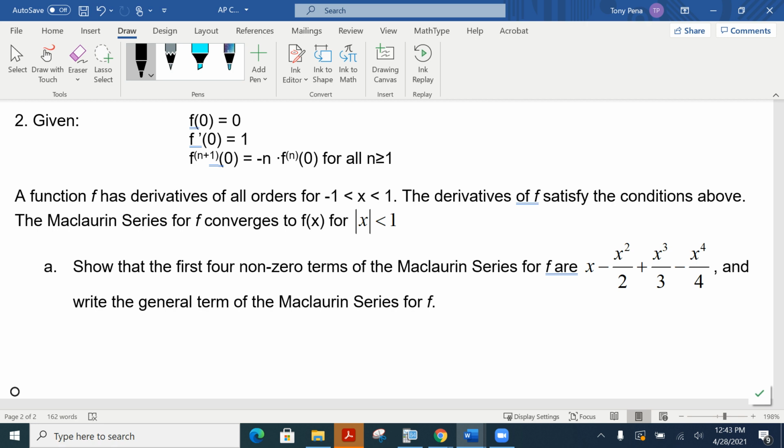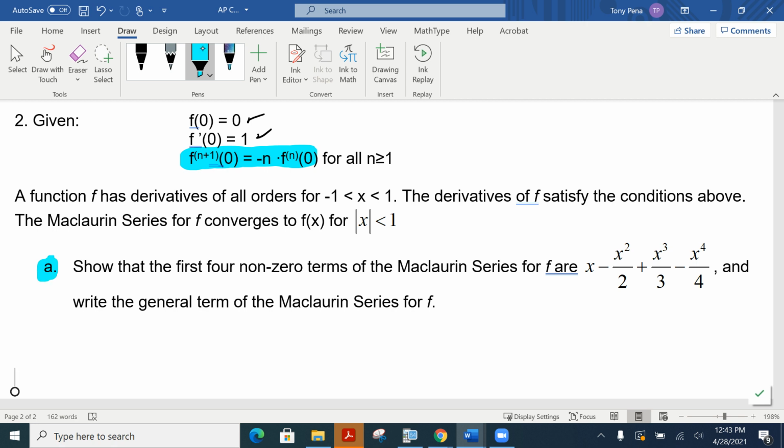So they start out by giving you a functional value at 0, the derivative value at 0, and then this is where people freaked out, trying to figure out what in the heck this means. All right, so we'll get to that. And then that's for all n values greater than or equal to 1. So it says a function has derivatives of all orders between -1 and 1. The derivatives of f satisfy the conditions above. The Maclaurin series converges in this interval of convergence. So they're giving you the interval of convergence, so you don't have to worry about that question.